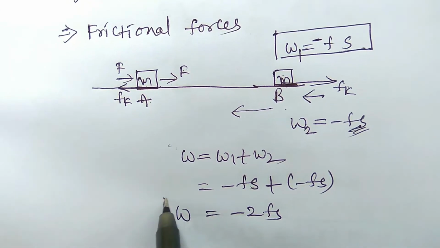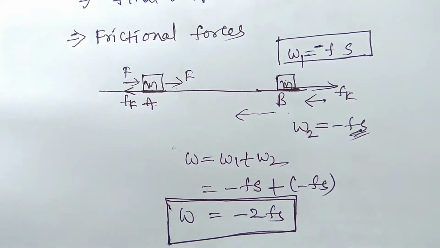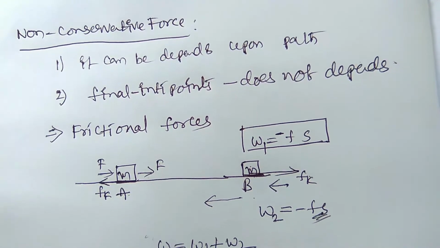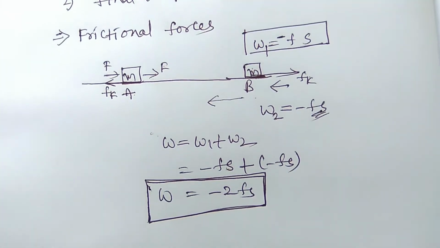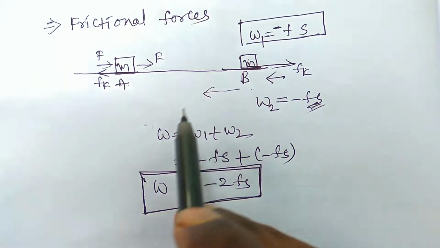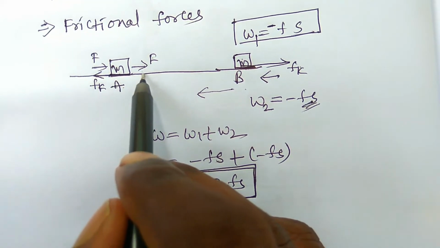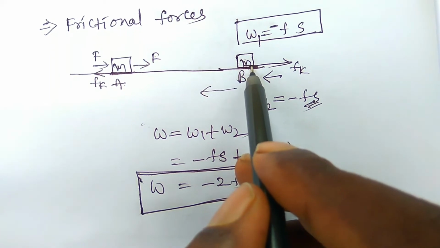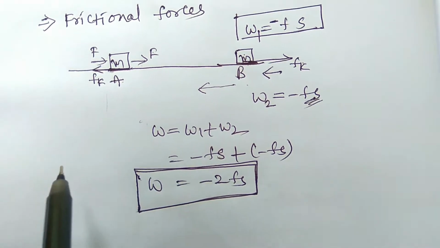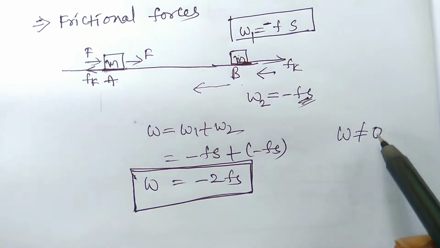Here the work done is not equal to 0. So this is a non-conservative force. The final and initial positions are the same. This is the initial point, from which it starts and reaches the final point, and it can start again from the same point. The final and initial points are the same, but the work done is not equal to 0.